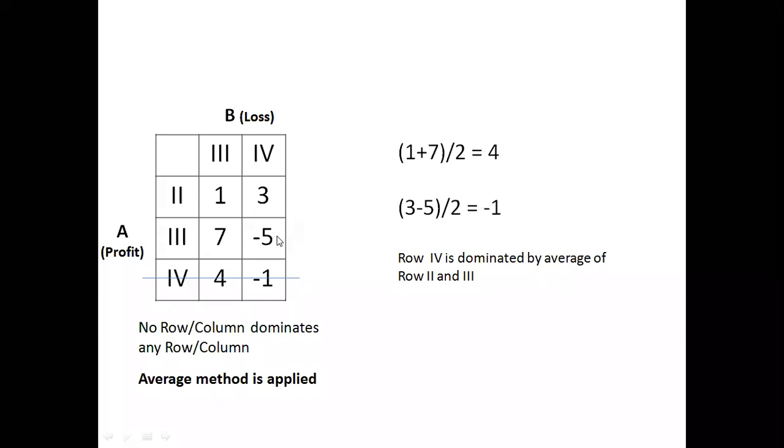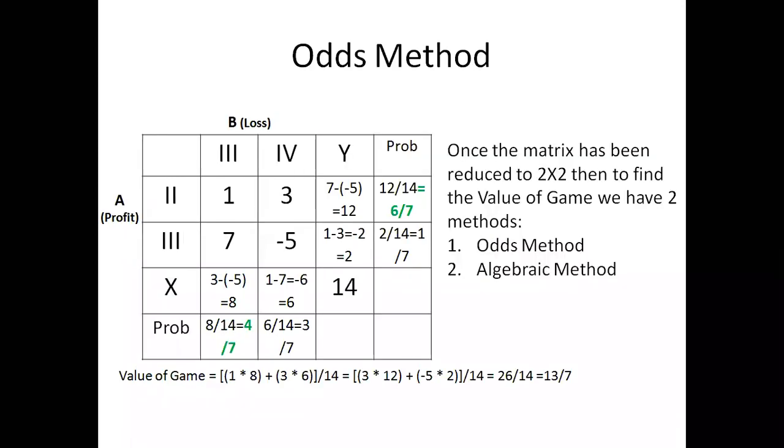Now once you get a 2 cross 2 matrix, we have two methods to solve in order to find the value of the game. So the first method is the oddments method, also called a shortcut method. And the second method is an algebraic method or an arithmetic method. So these two methods we use. So in the exam, if it is asked, apply the oddments method or an algebraic method, either of these two will be asked in the exam, so you have to apply.